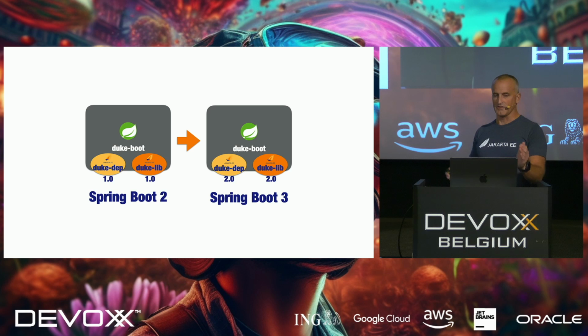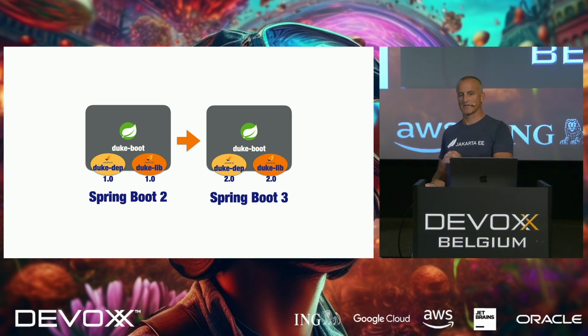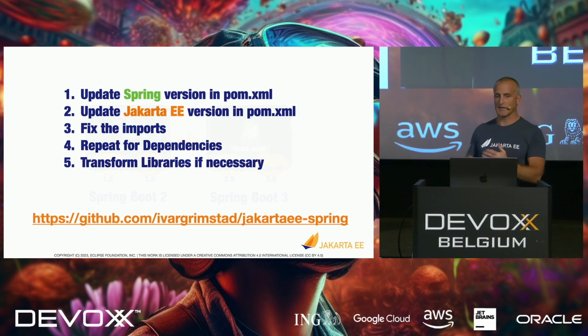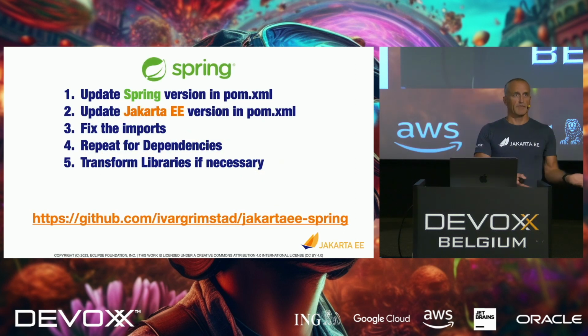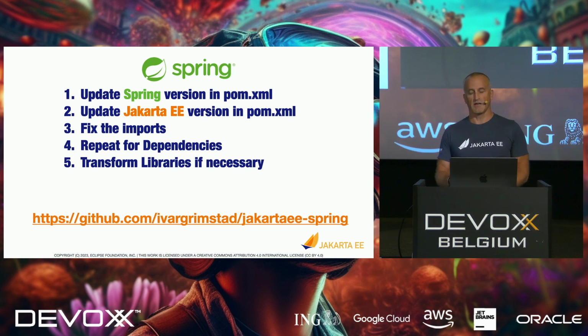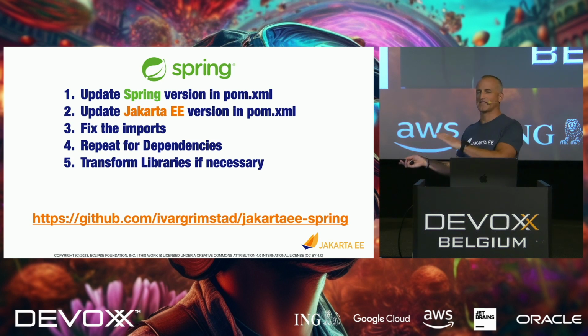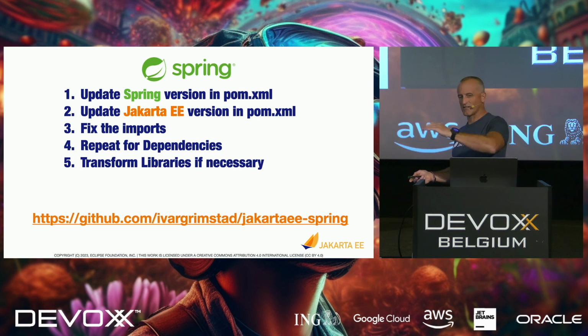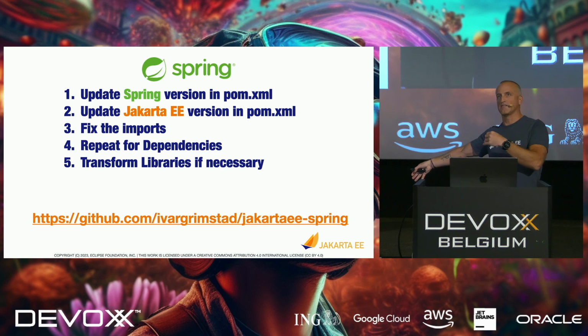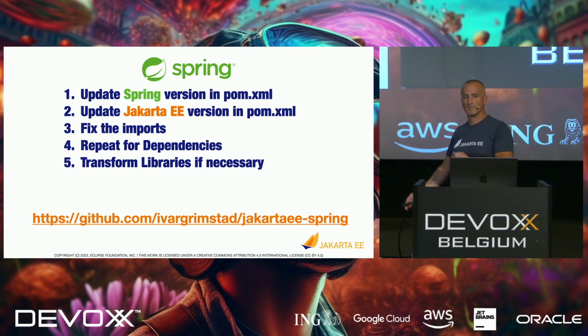So what I did here was to transform the dependency I didn't have the source code for. So now the steps are, I update the Spring version in the POM file. I update any Jakarta versions I have in the POM file. I fix the imports. And I repeat this for all the dependencies I have the source for. If I have libraries I don't have the source for, and I don't have any way of obtaining it, do a transformation. This is kind of the last resort. You want to have the real stuff, but in some cases this is the only way you can do it, like a deep transitive dependency tree that you don't have control over.